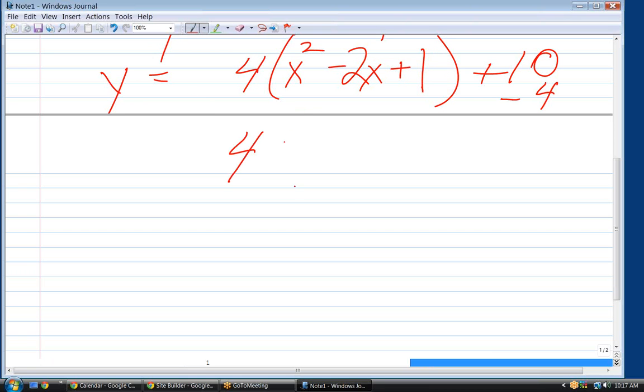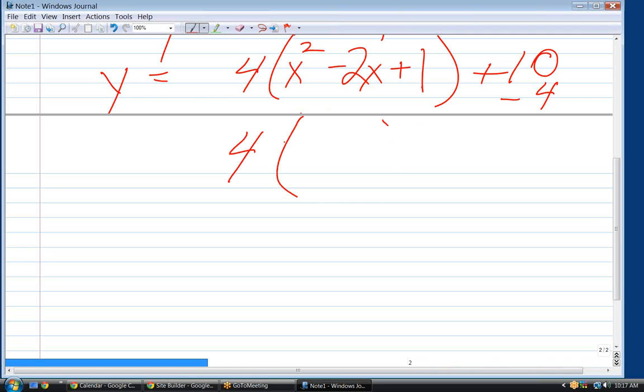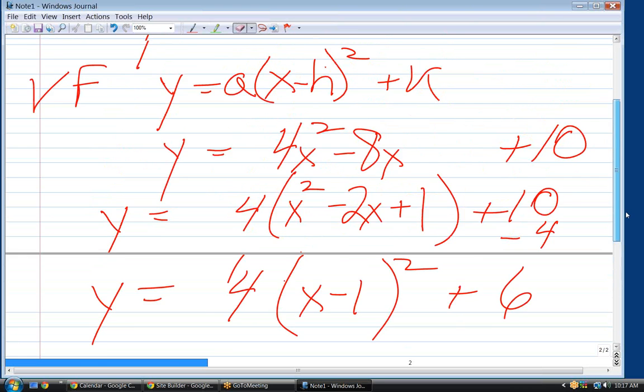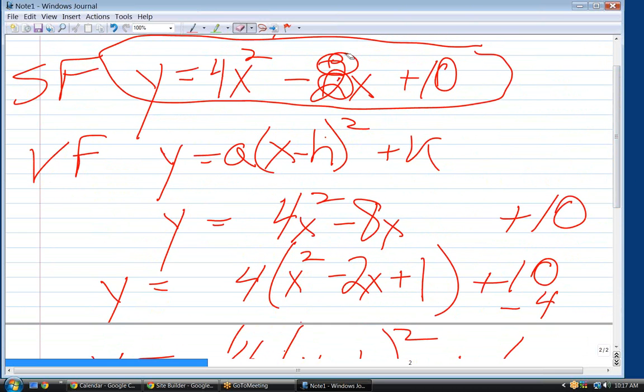So now it's 4, and how do I write this? X minus 1. Right. It's always whatever half of that was is what goes there. Quantity squared plus 6. Now notice that that's vertex format. A is 4, H is positive 1, and K is positive 6. Okay? Yeah.